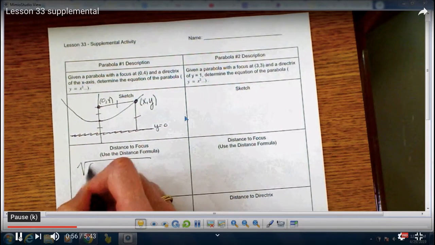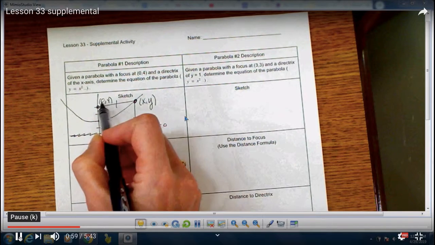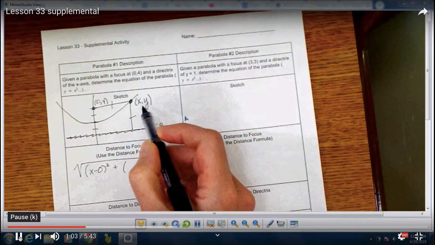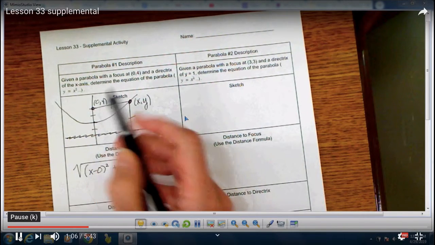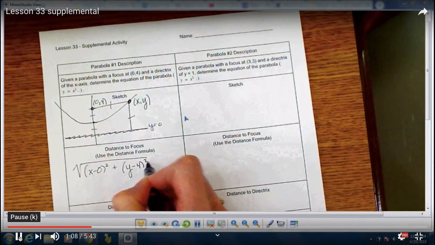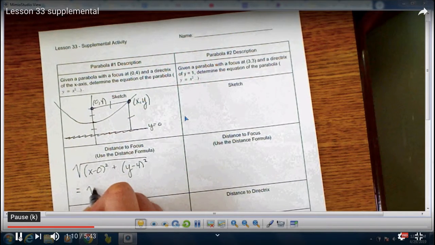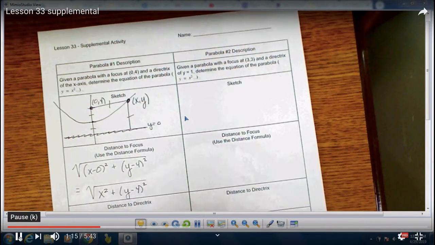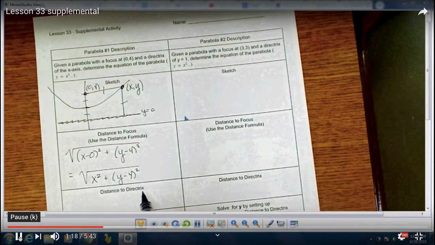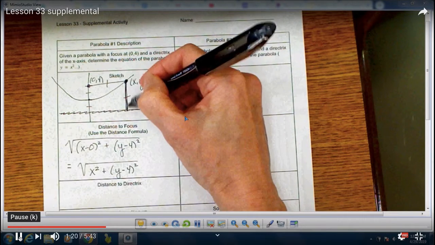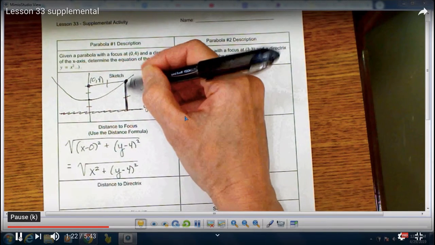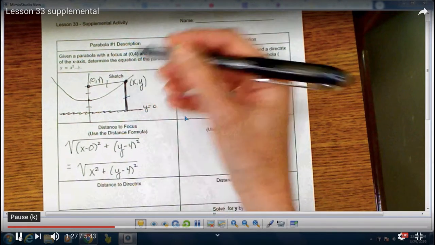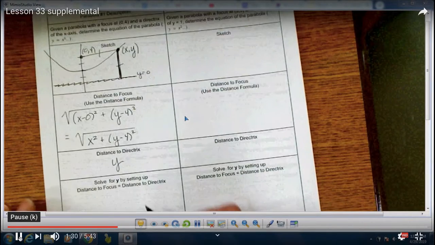And then what I'm going to do is set up the distance to the focus. So from any point x, y, so x minus 0, y minus 4. So simplified is the square root of x squared plus y minus 4 squared. Okay, the distance to the directrix is going from 0 to the value of y, so it's just y.